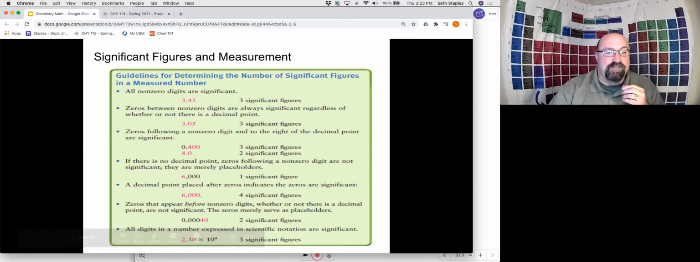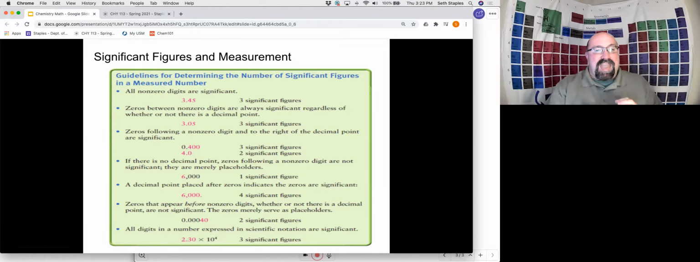Then finally, our last one. Anytime we're expressing numbers in scientific notation, all of those zeros are significant. That's the other nice thing about scientific notation, is it removes any ambiguity that we might have due to significant figures. We know that since this is expressed in scientific notation, those zeros are absolutely significant.